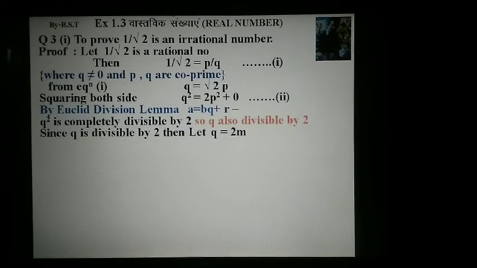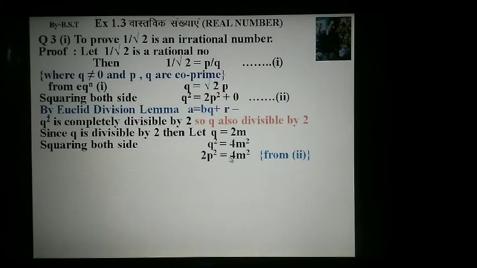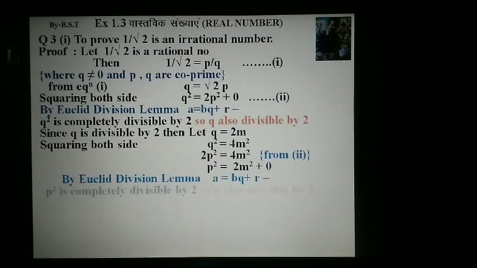Then let q is equal to 2m for any integer m. Squaring both sides, q square equal to 4m square. Then put the value of q square from equation 2, then we get 2p square equal to 4m square. And cancel out this 4 by 2, then we get p square equal to 2m square plus 0. Again by Euclid division lemma, a equal to bq plus r, again we see that p square is completely divisible by 2, so p is also divisible by 2.